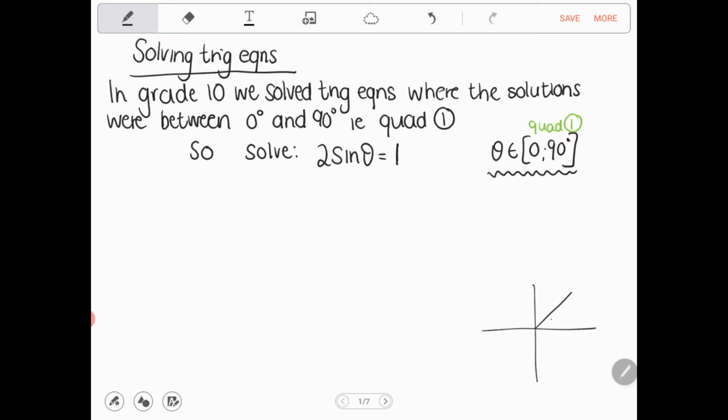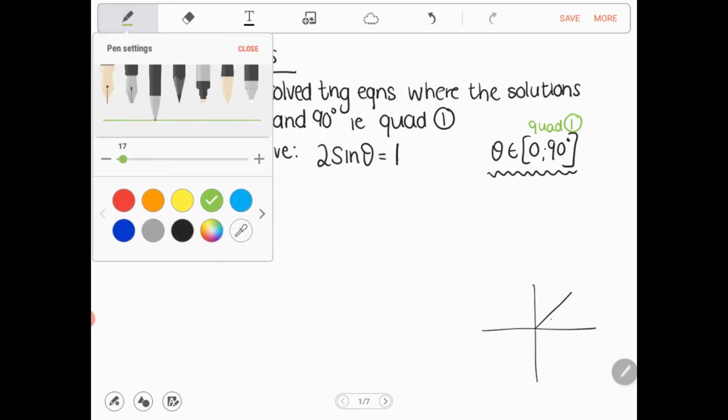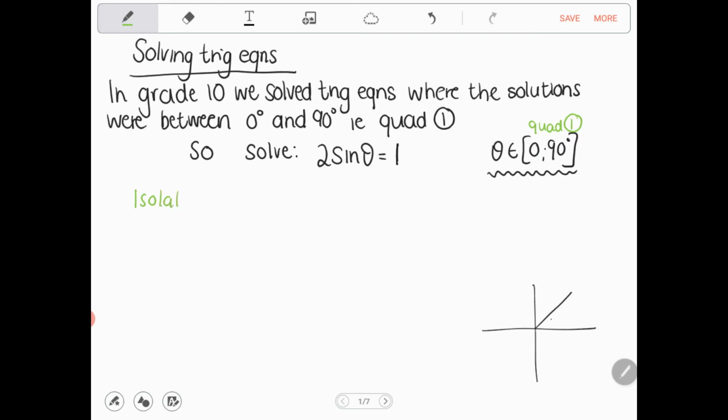The first thing, if you remember from last year, was we had to isolate the trig function. So the trig function, which is the sine theta, must be left alone on the left-hand side. So what we're going to have to do is use equation rules to do that. So this is one term. To get rid of 2 times, we're going to divide both sides by 2. And we're going to end up with sine theta is equal to 1/2.